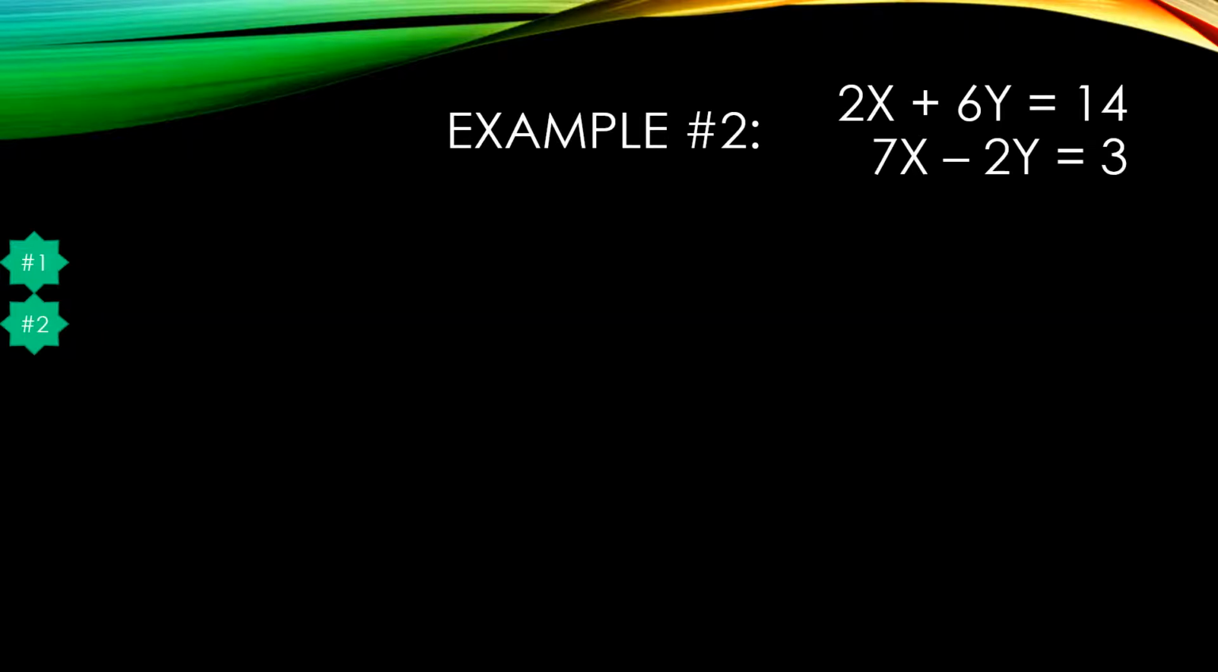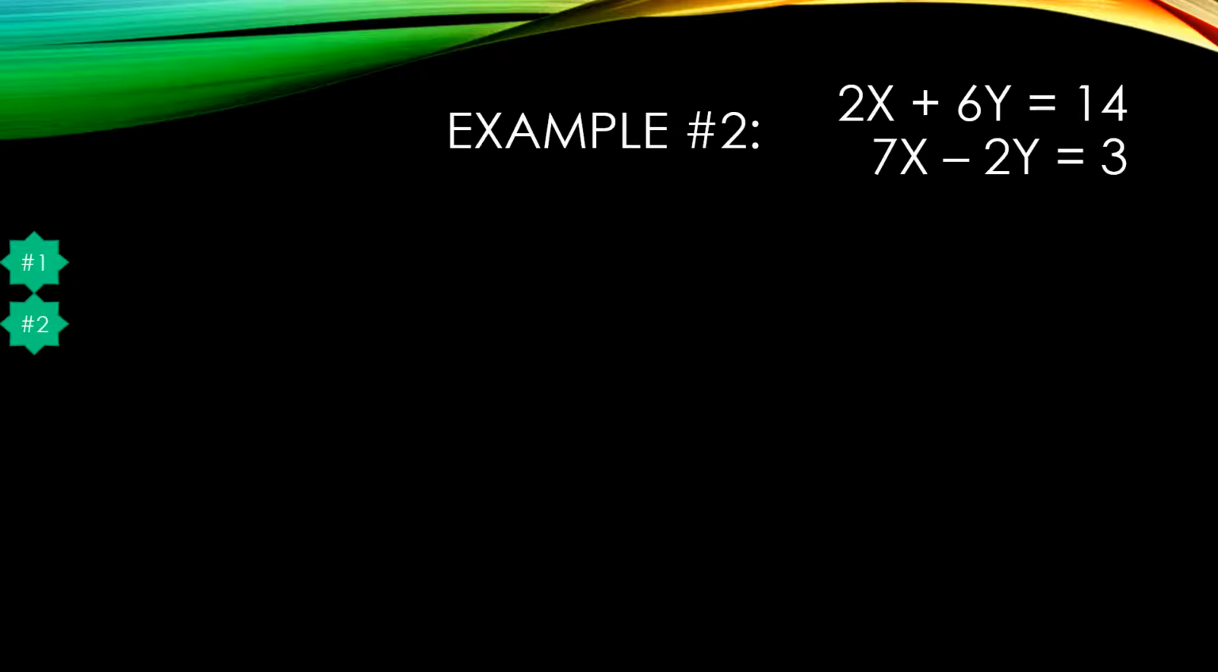Moving on to example number 2, that's 2x plus 6y equals 14, and 7x minus 2y equals 3. If you notice here, all the variables this time have a coefficient. No big deal, just that in step number 2, where we're rearranging and isolating for the variable, we're going to need a bit more algebra. But let's get into it.